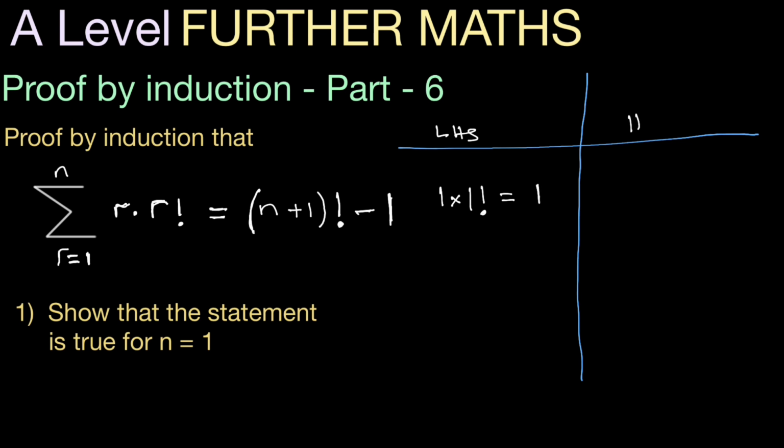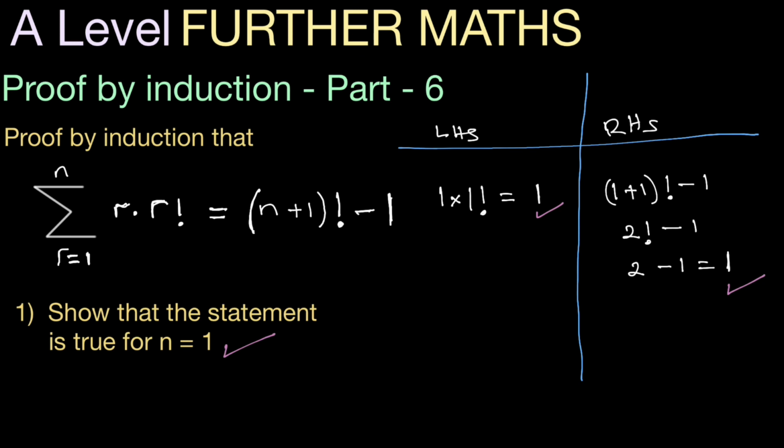On the right-hand side, we would have (1 plus 1) factorial minus 1. 1 plus 1 is 2, so that's 2 factorial minus 1. We know 2 factorial is 2 times 1, so that'll be 2 minus 1, and that equals 1. So now we've proved that the right-hand side is equal to the left-hand side, and the statement is true for n equals 1.